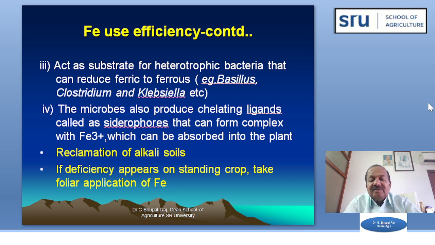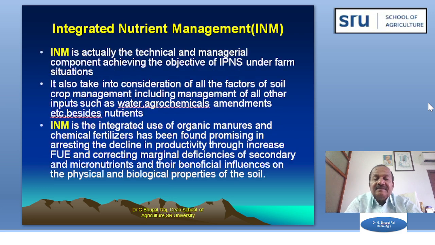The microbes also produce chelating ligands called siderophores that can form complexes with Fe3+ ions, which can be absorbed into the plant. Reclamation of the alkali soils, and if deficiency appears on the standing crop, take foliar application of the iron. Then integrated nutrient management plays an important role.